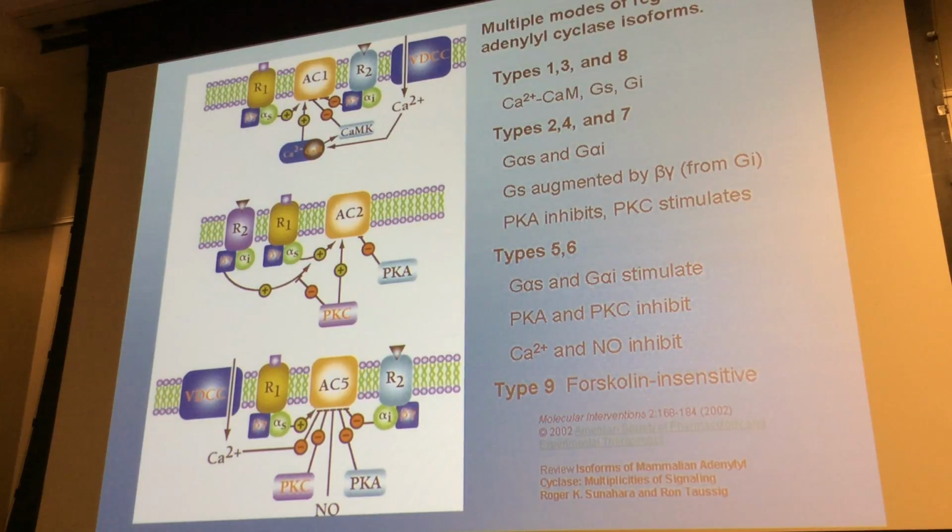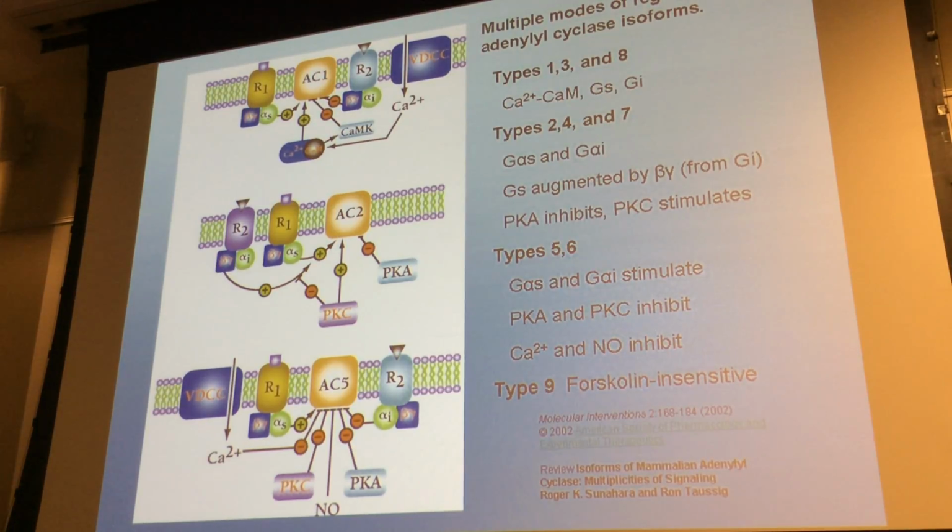Then we have the ones that are called 2, 4, and 7. Let me skip over those for a minute and go down to types 5 and 6. So type 5 and 6 were the ones that we just talked about as prototypes. They are predominantly regulated by either GS or GI.